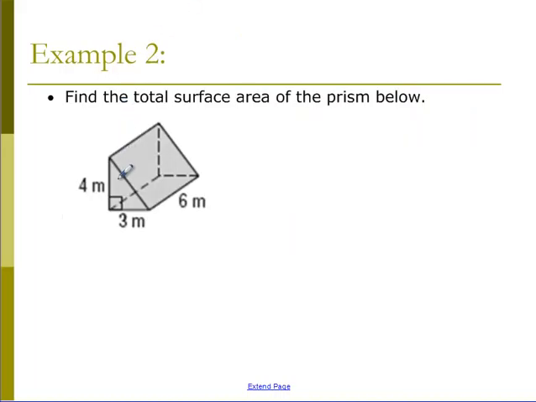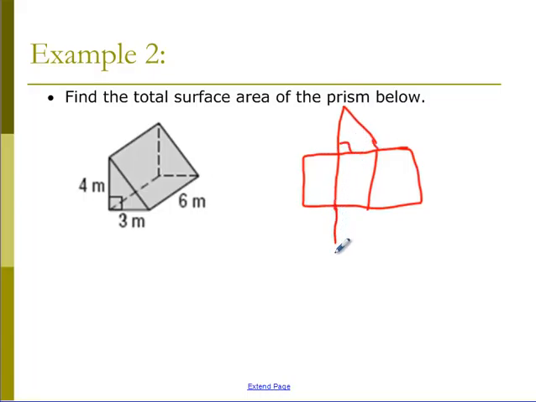Next example, we've got a triangular prism. So if I draw this out into a net, because it's a triangular prism, I've got 3 lateral faces, so I'm going to break those up. And then I have 2 triangles, and they're actually right triangles, so this is going to be a little bit easier to find the area of those.